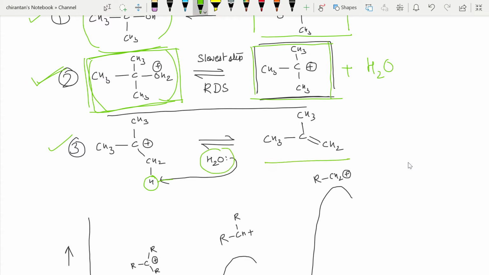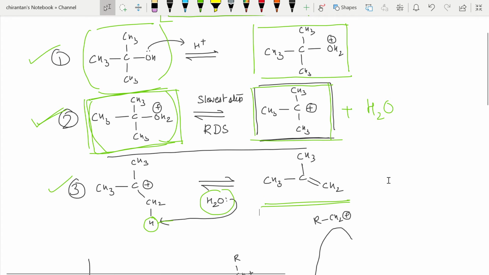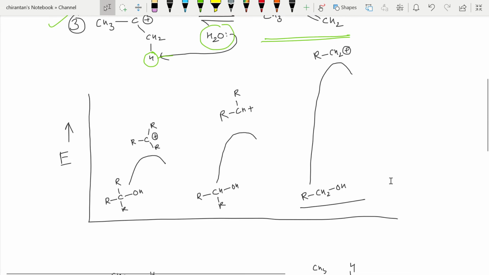So as we can see, in this reaction a carbocation is formed in the rate determining step. So we can also say that the stability of this carbocation will determine the overall rate of the reaction. If a more stable carbocation is formed during this reaction, then the reaction will go faster. As we know, tertiary carbocations are much more stable compared to secondary or primary carbocations.